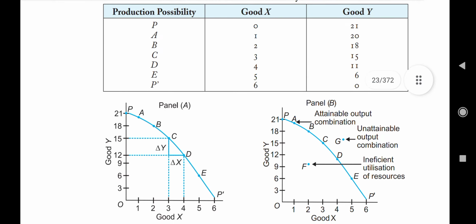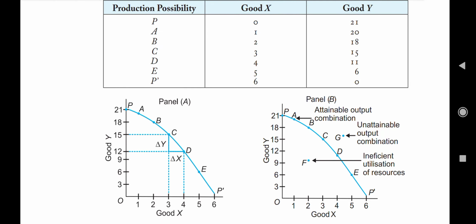Now come to the point. X, which is the gain, goes on the X axis of the graph, and on the Y axis of the graph you take good Y. Then you look at the observations and mark the points. X is at 0 and Y is at 21. Then X is 1 and Y is 20. In this way you get the points, and you indicate these points by any alphabetical letter, but here we are using P, A, B, C, D, E, P dash.